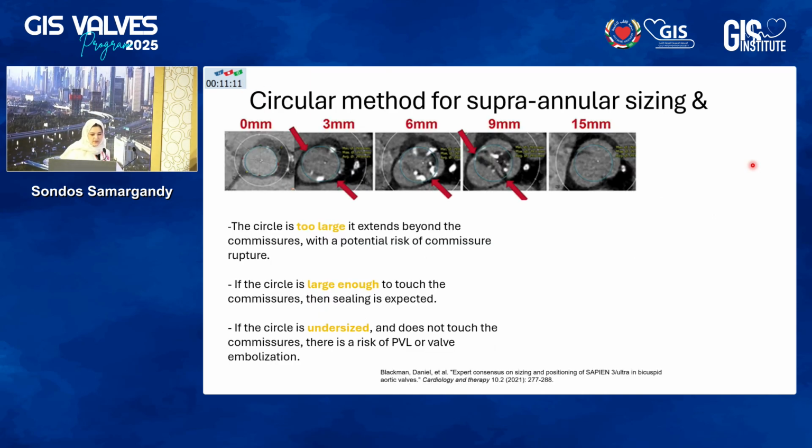So another way, we have the circular method for supraannular sizing. I mean, show of hands, who likes to adopt the circular method in order to pick your sizing?